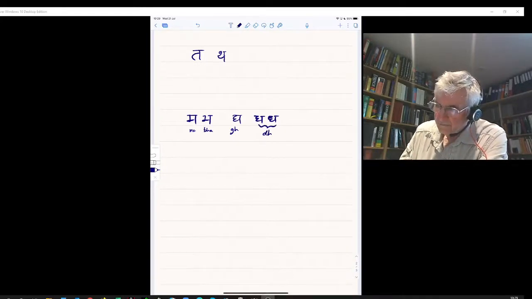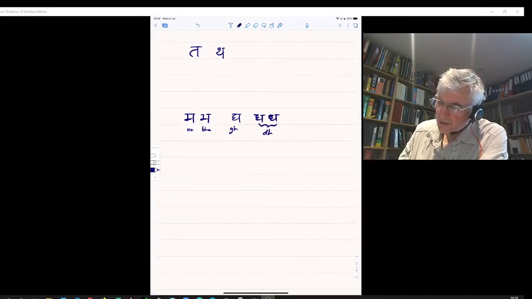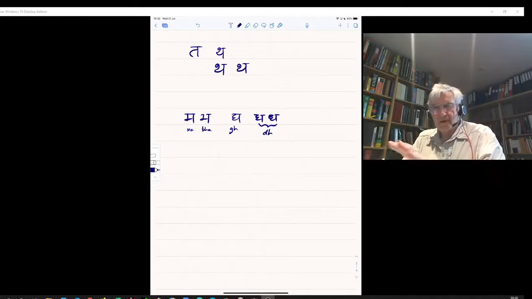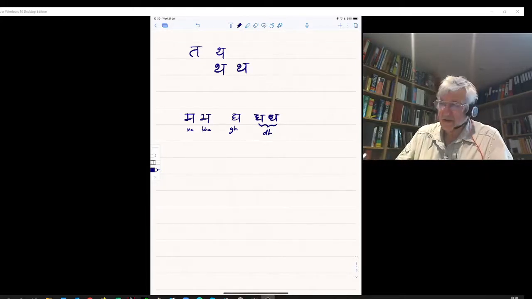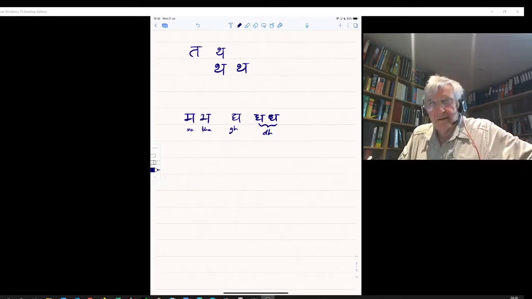This t is typically written with the crossbar not going the whole way across the top, but just a short one over the upright like that. There's no corresponding closed top one to that. That's just on its own as it is. Now the dental da.